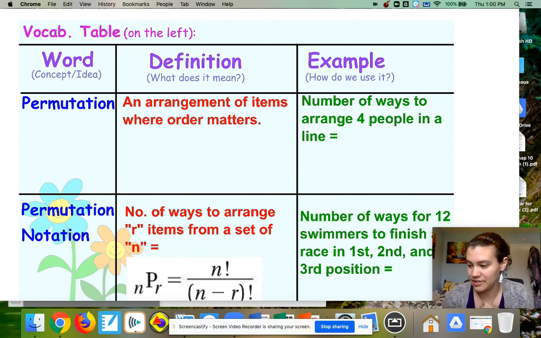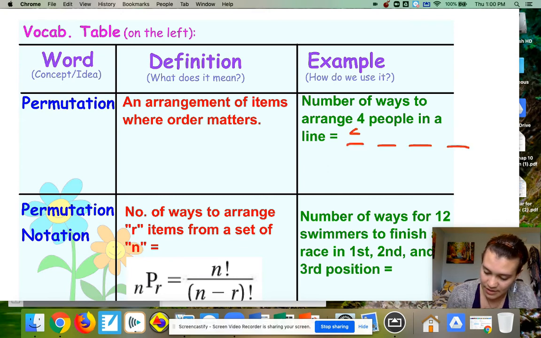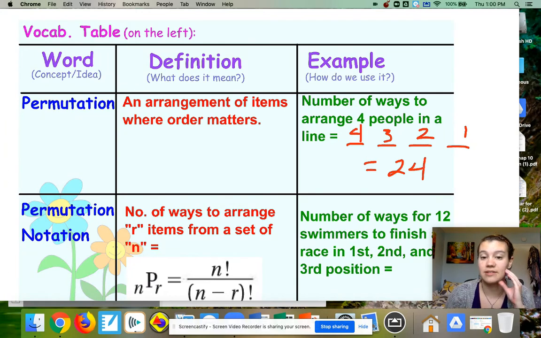So the example here is a number of ways to arrange 4 people in a line. So if we put this out, you have 4 spots. You can have 4 people for the first spot, but then for the next spot you've already used 1 person. So you can put any of the 3 leftover people here, then 2, and then 1. And if you multiply these all together, you get 24 different ways to arrange those 4 people.